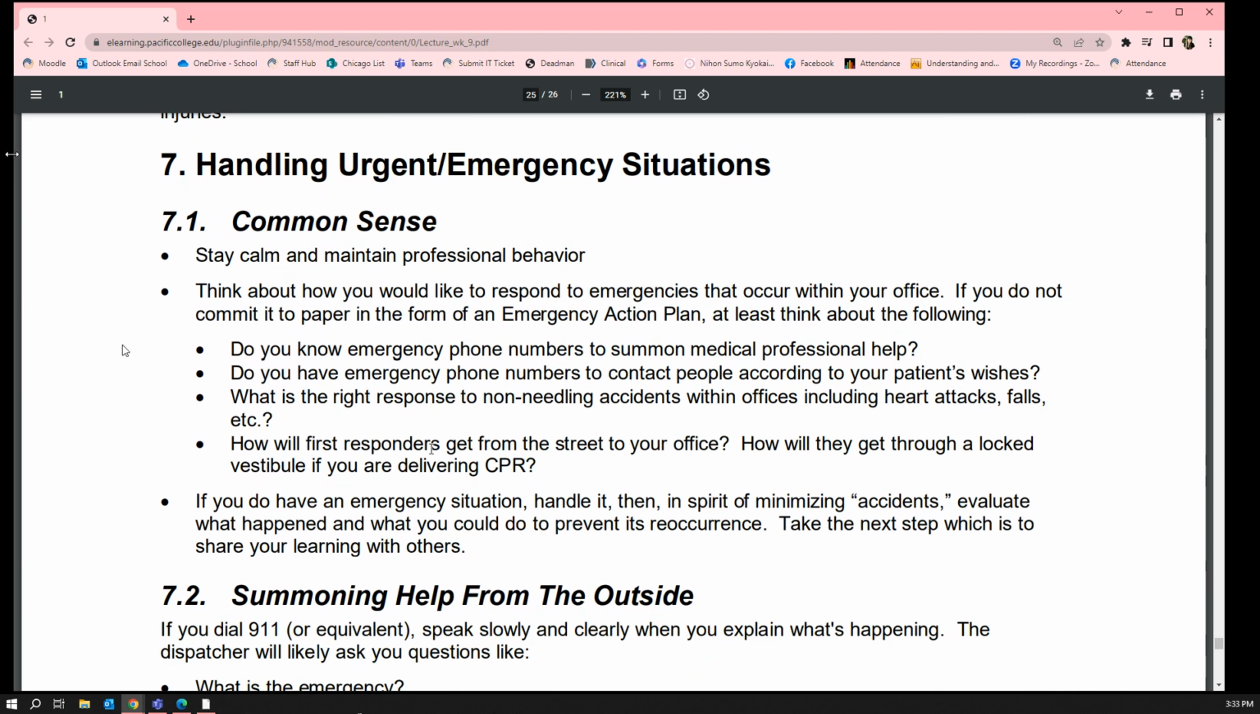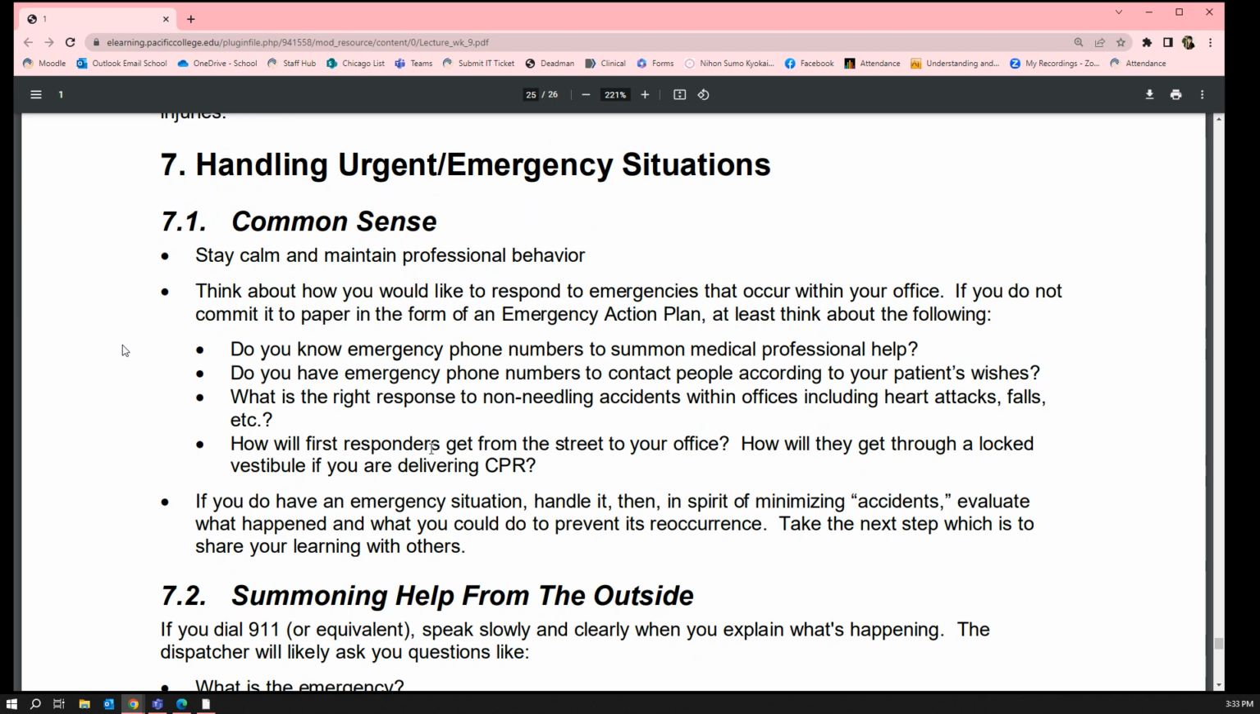So, handling emergency situations, just some basic things to keep in mind. Common sense stuff. Stay calm. Maintain professional behavior. Like I said, you could panic in your head, but just be cool on the outside.